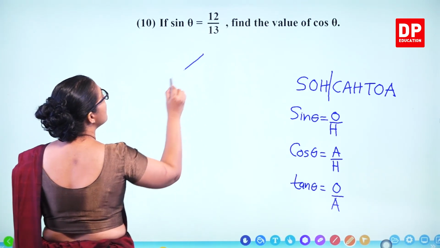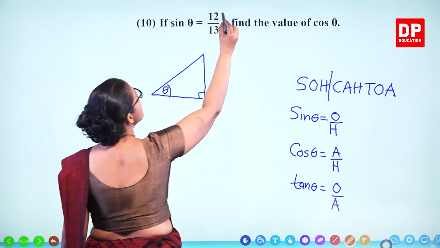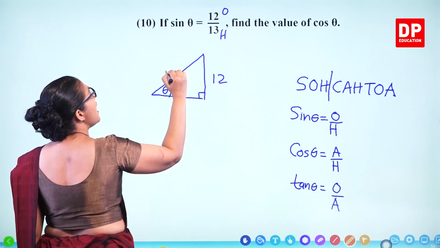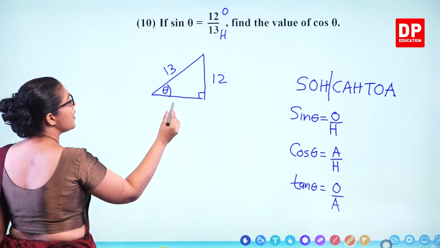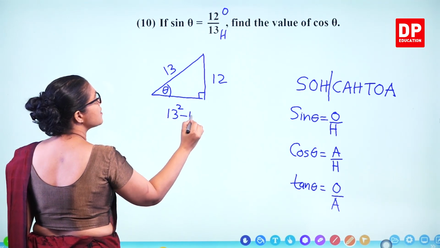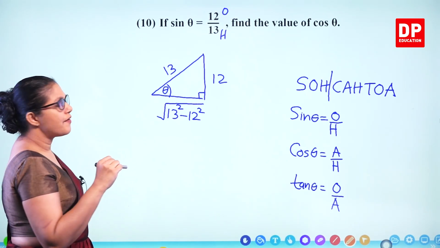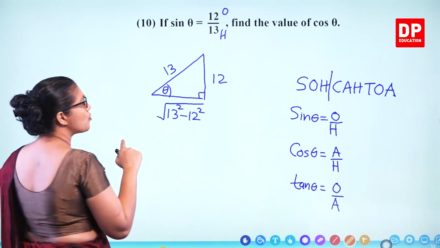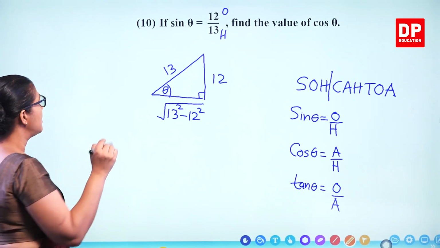So you can draw a right angle triangle, and if this is theta, this is opposite and this is hypotenuse. So 12 here opposite to this and 13 as the hypotenuse. So you can find out this length. How do you find out this length? Using Pythagoras theorem. 13 squared minus 12 squared, and take the square root. What's that? 169. 13 squared and 12 squared is 144. So when you subtract, what do you get?